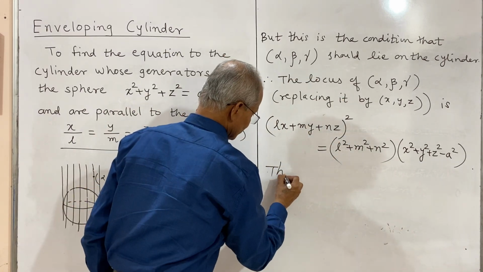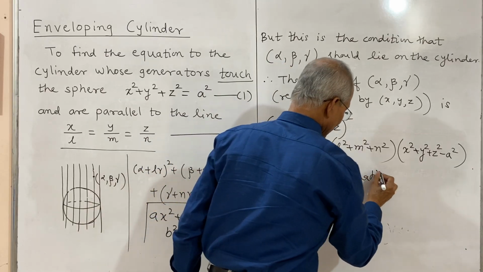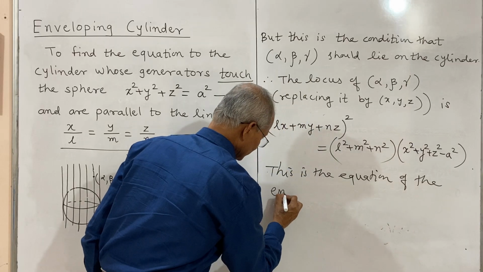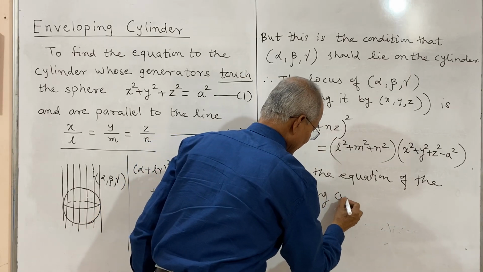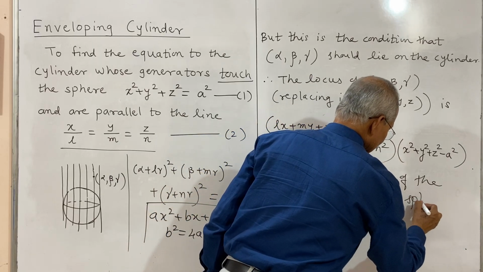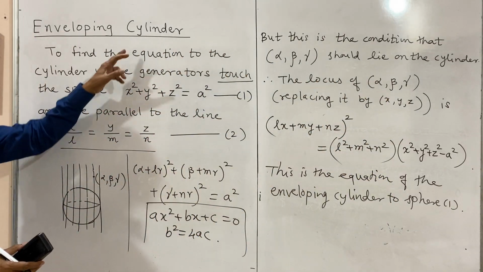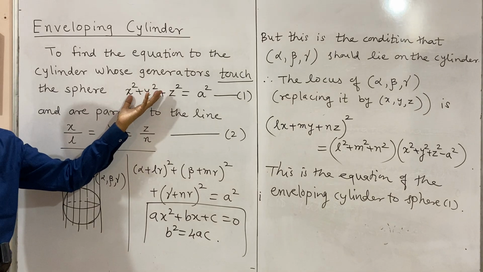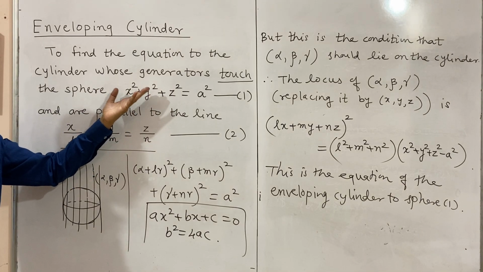So this is the equation of the required enveloping cylinder to sphere 1. In this way we can obtain the equation of the enveloping cylinder to a given sphere. The sphere may be standard, or in general form, or any other form.